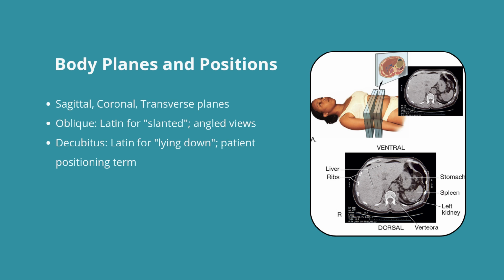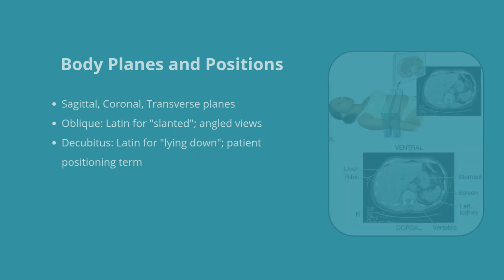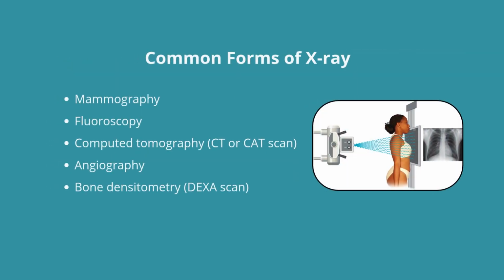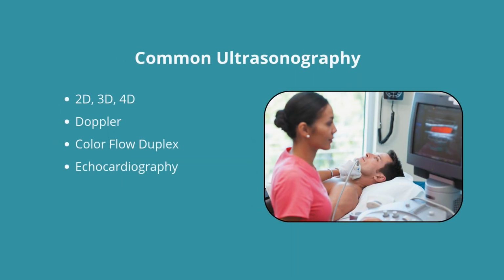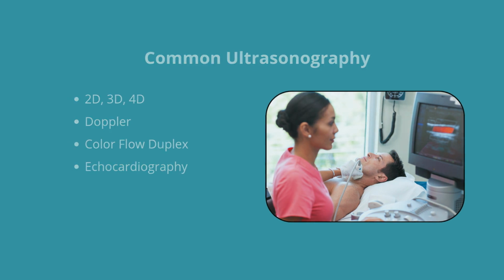Some other key terms would be oblique, used when a scan is taken at an angle, and decubitus, meaning lying down. Examples of some common forms of X-ray include mammography, fluoroscopy, computed tomography, angiography, and bone densitometry. Examples of common ultrasonography include 2D, 3D, and 4D, plus Doppler, color flow duplex, and echocardiography.